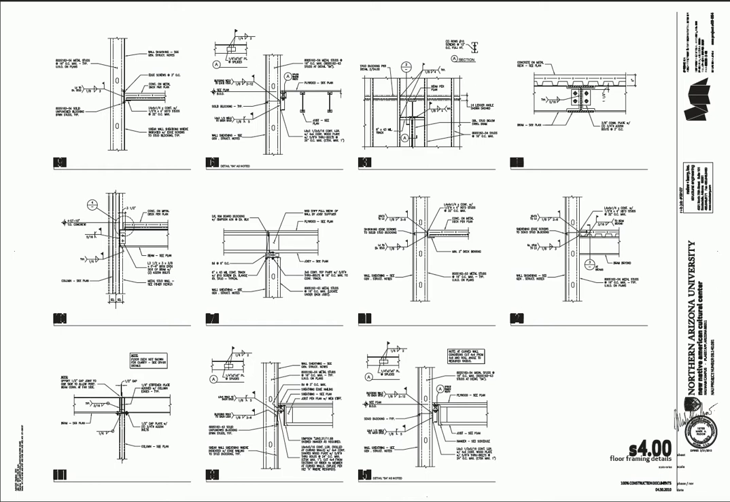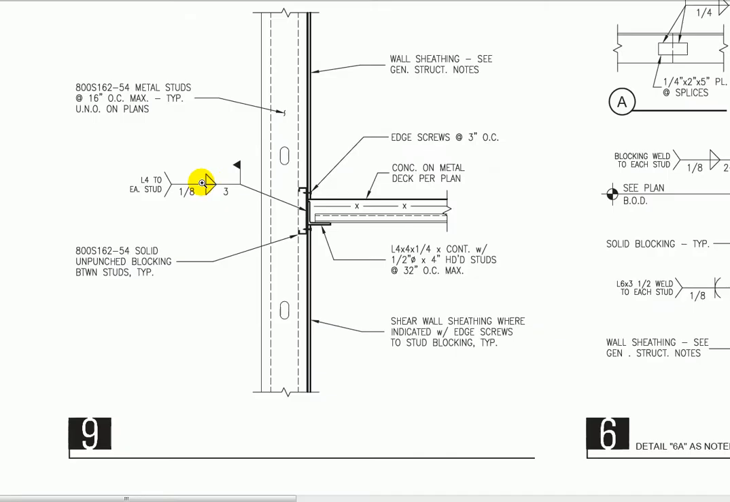Floor framing details. So now I look at this, I see a lot of things here that show how the walls and floors connect together. I'll just randomly pick one here. There's a detail. And what I'm seeing here are metal studs. So these are metal studs. I see concrete on the metal deck for the floor and a shelf angle here.